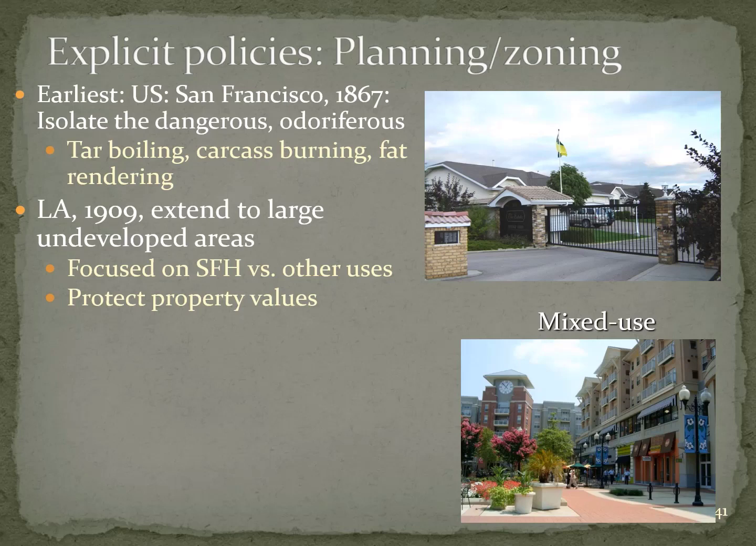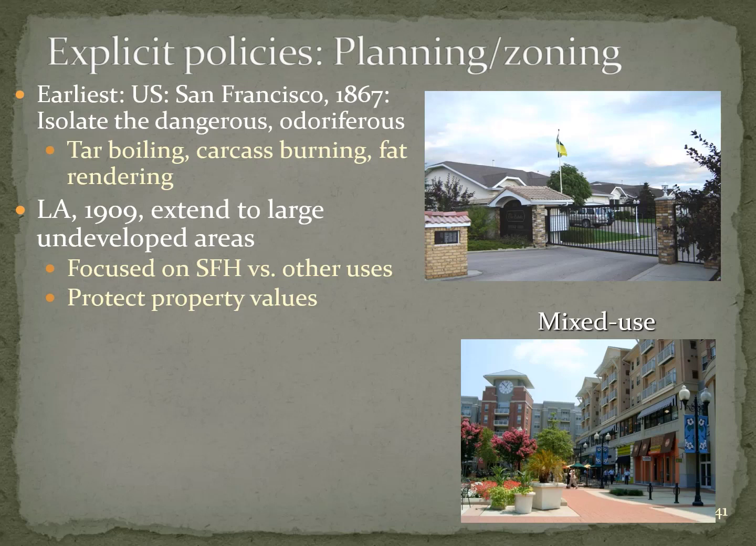And the earliest example of this in the U.S. comes from San Francisco in 1867. The idea was isolate the dangerous, the odoriferous, stuff that people don't want in their backyard, like tar boiling, carcass burning, fat rendering, other sort of smelly or dangerous activities. Zone them to a separate area so that it's to keep property values up, keep residential communities nicer.